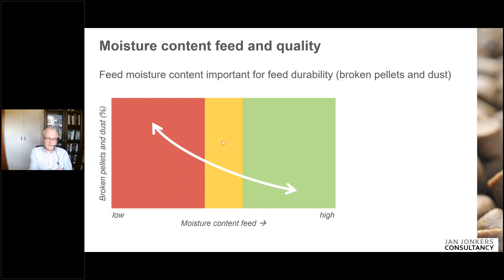And then, for example, in this picture, the red area would be the lower moisture contents, and you would like to avoid this in your production process. The yellow part, it's okay, but could still be improved. And you really want to be in the green area with the higher moisture levels to have the best quality in your feed.